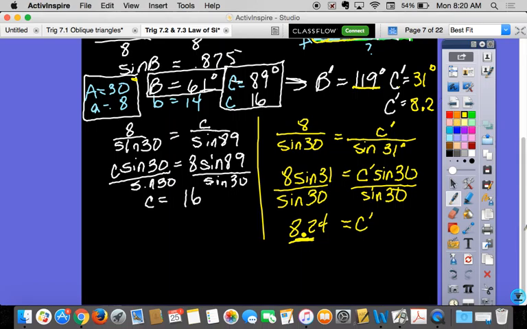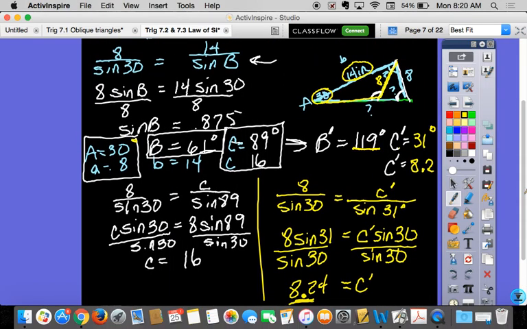I've got all my little parts. I have all the pieces for my blue triangle where I have all acute angles. But then I have all my components, my angles and my sides, for my optional triangle, the obtuse triangle, when B prime could have been 119. This is the ambiguous case of the law of sines.